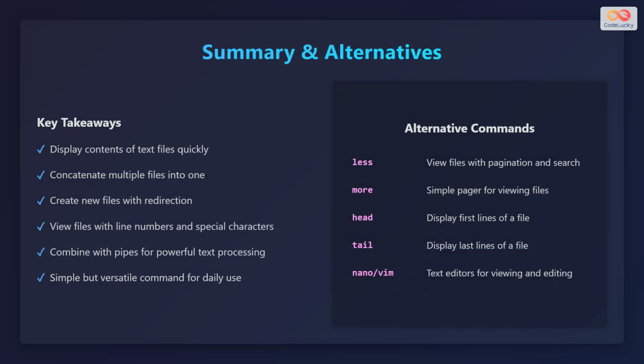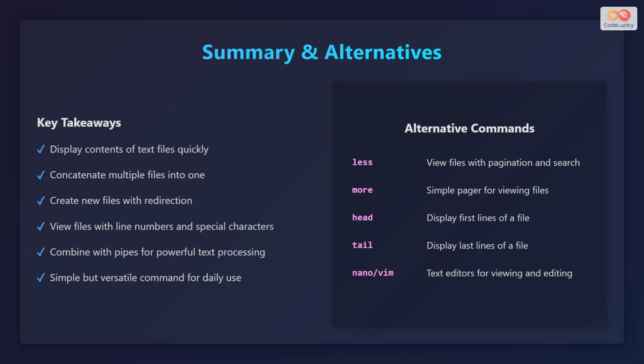Here are the key takeaways from this lesson. The cat command can display contents of text files quickly. It can concatenate multiple files into one. It can create new files with redirection. It can view files with line numbers and special characters. It can combine with pipes for powerful text processing. It is a simple but versatile command for daily use.